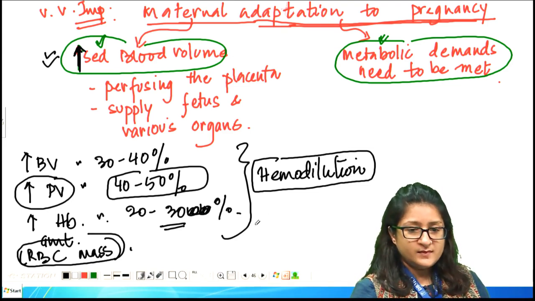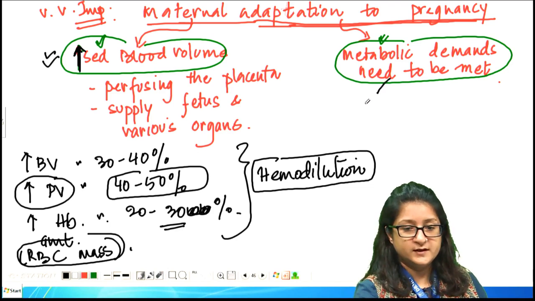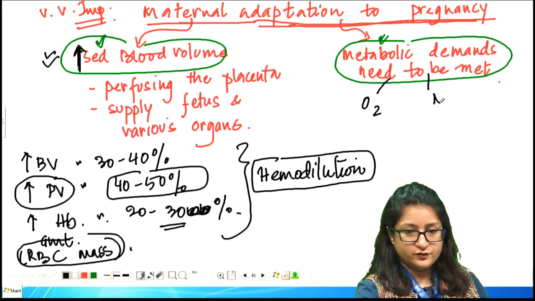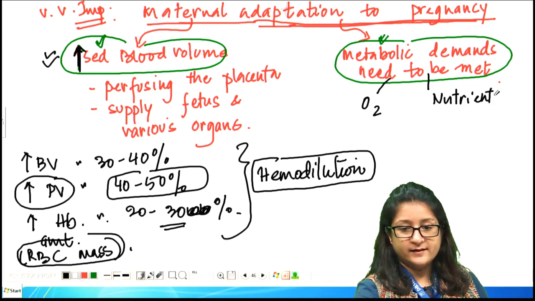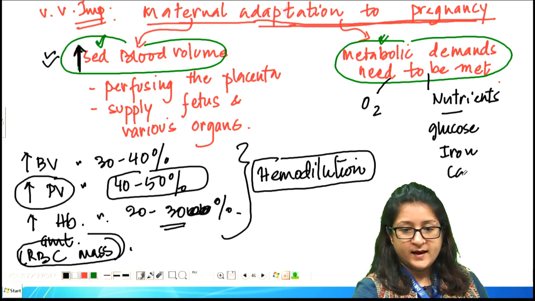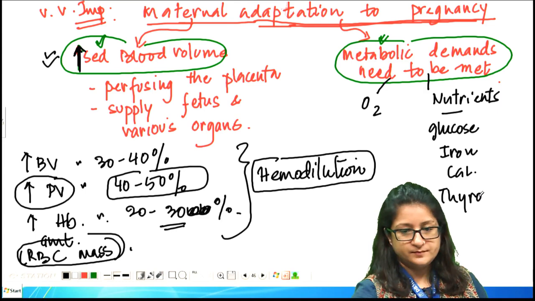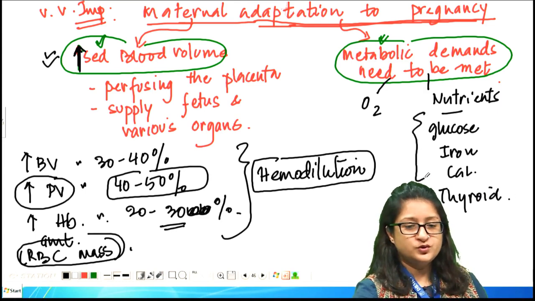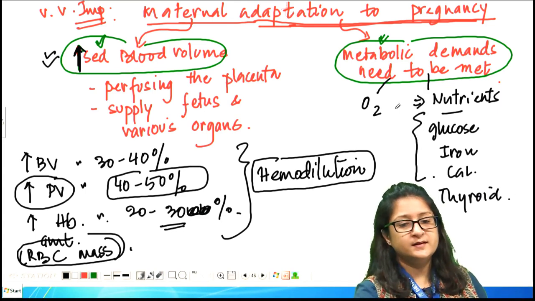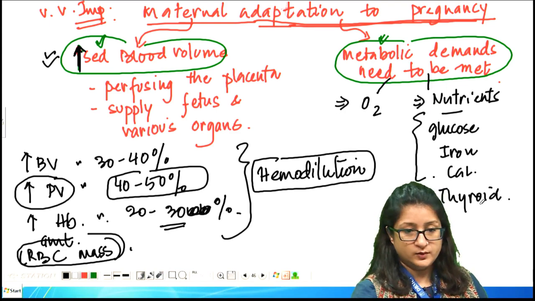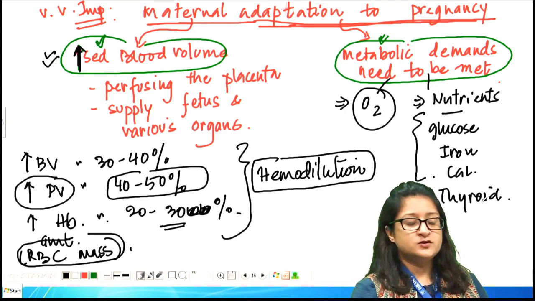Another important point that you have to remember: what are the metabolic demands? When we talk about the metabolic demands, you have to talk about the demands of oxygen, the demands of nutrients like glucose, iron, calcium, right? And there is increased thyroid demand. So there are oxygen demands, nutrient demands and thyroid demand. These are the three major things that we will talk about. Now let's talk about the increased oxygen demands.